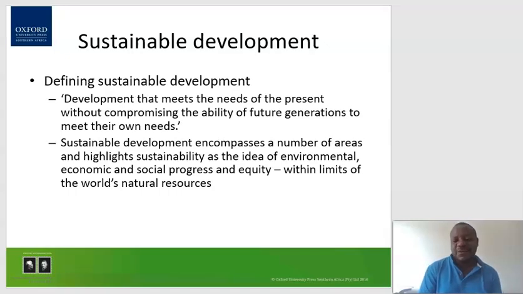So sustainable development also encompasses a number of areas and highlights sustainability as the idea of environmental, economic, and social progress and equity within the limits of the world's natural resources. People who speak of sustainable development also speak of the triple bottom line, the 3 Ps, namely planet, people, and profit. As an organization, you should still make profits, but whatever you do should benefit people without damaging the planet.